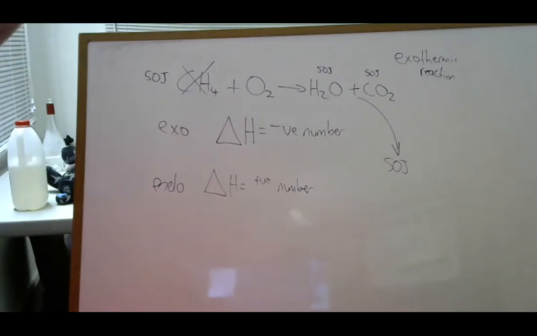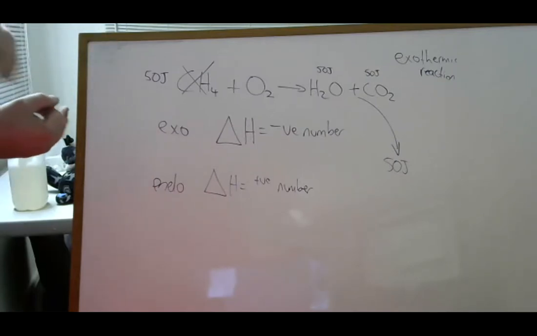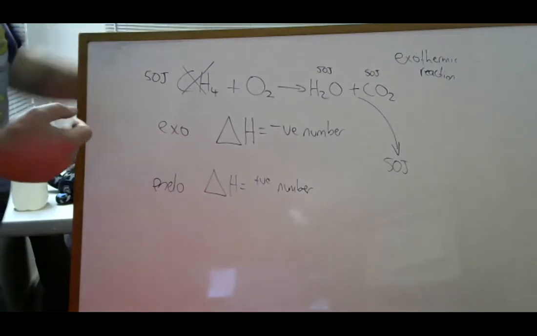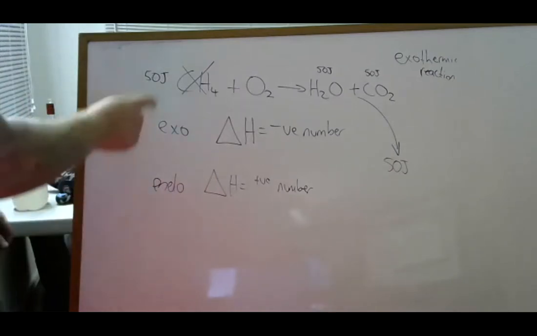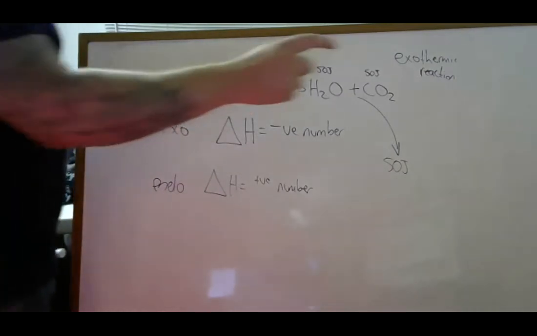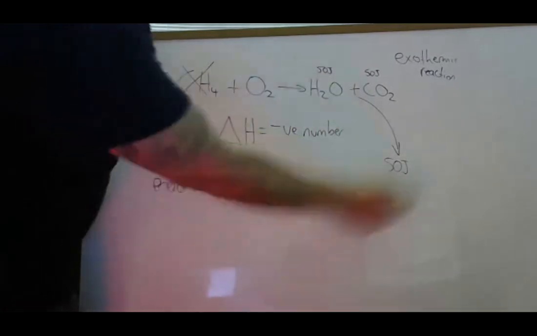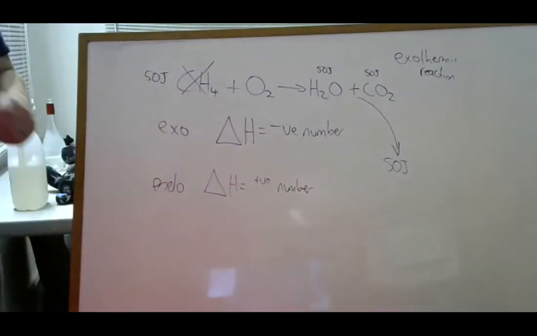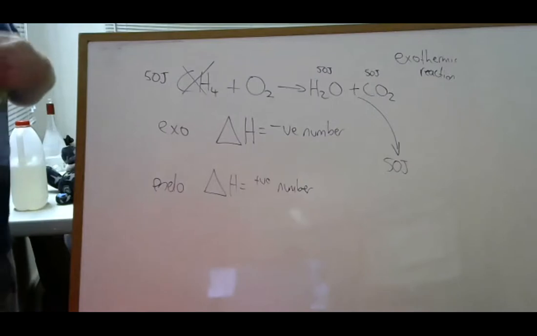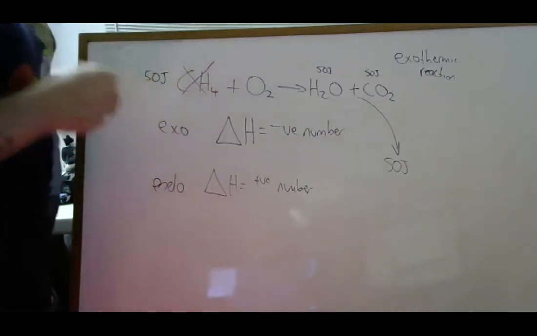Examples include burning coal, burning gas. We're getting more heat out of it than we're putting in. So if we put 50 joules of heat in, we should get 100 out, and 50 of that is released to the atmosphere for an exothermic reaction.